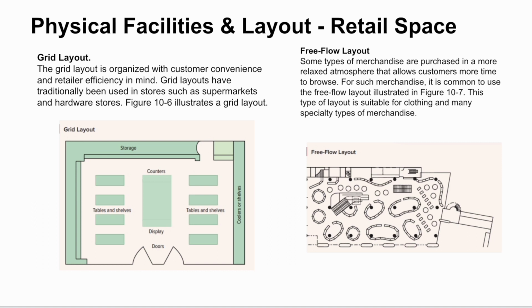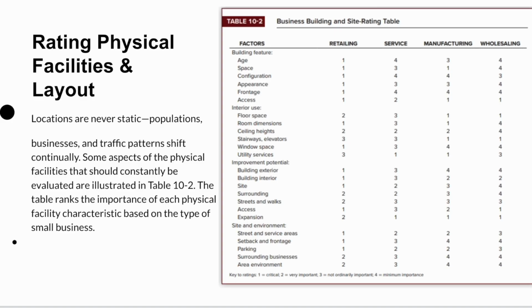The free flow is similar to the grid, but it's all over the place. Some types of retailers are purchasing in a more relaxed atmosphere. So instead of a hard and fast grid, it places things kind of arbitrarily and allows for someone to shop through. Again, it really depends on the type of product you're selling which of these two will work better. We can do an assessment of the various types of layouts, what works and what doesn't work. There's a bunch of factors, and here we have an example of doing a physical assessment on a store using a tool for determining what layouts work best.